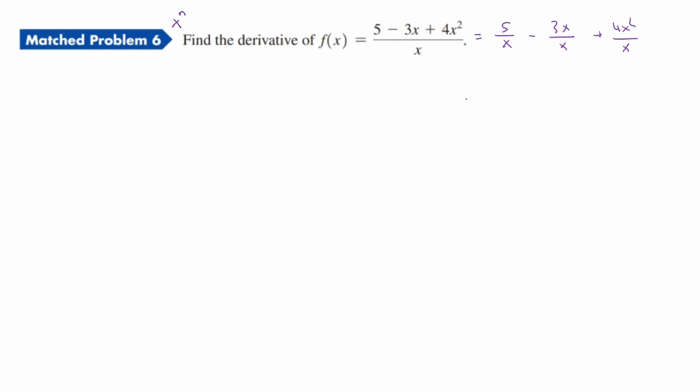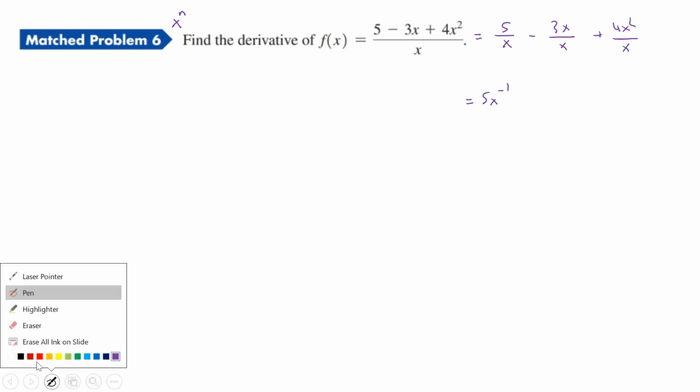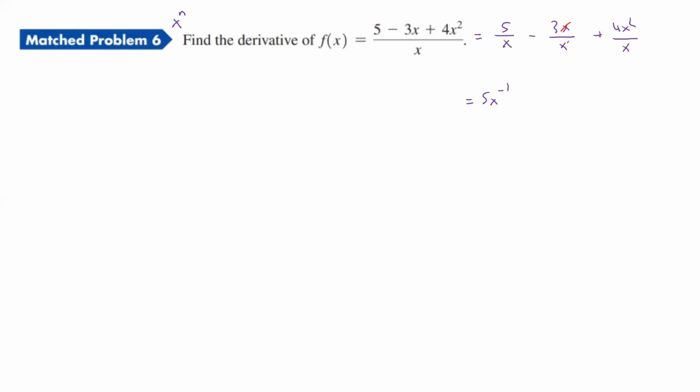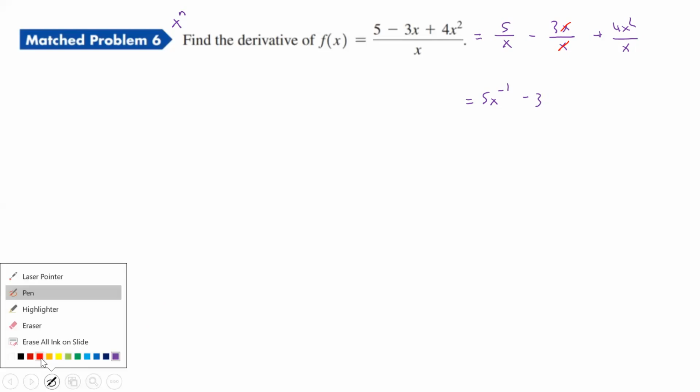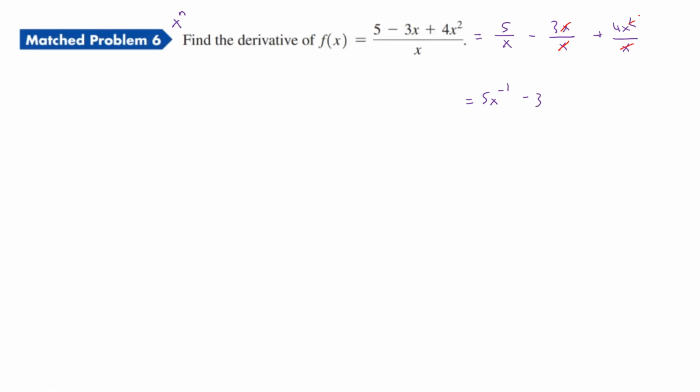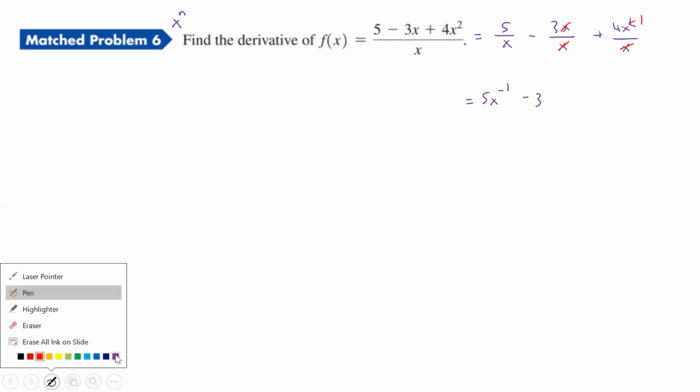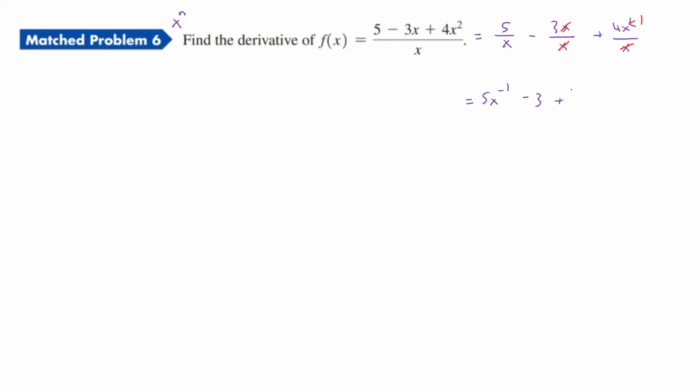Okay, well, so that equals, so this is going to be, well, now we can take that up, and that's going to be a 5x to the negative 1. Well, guess what? Here, if we cancel with a different color, that x cancels that x, and so then this becomes a negative 3. And here, if we cancel again, this x cancels one of those, we're left with 1. And so then we have plus 4x. So now that's the actual function f of x that we're going to take the derivative of.